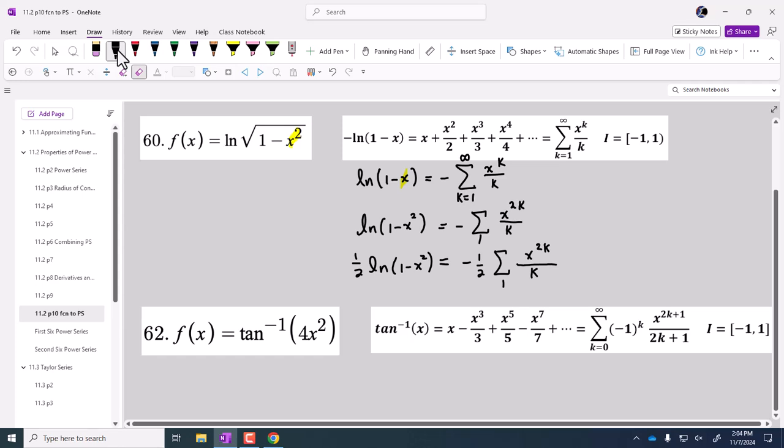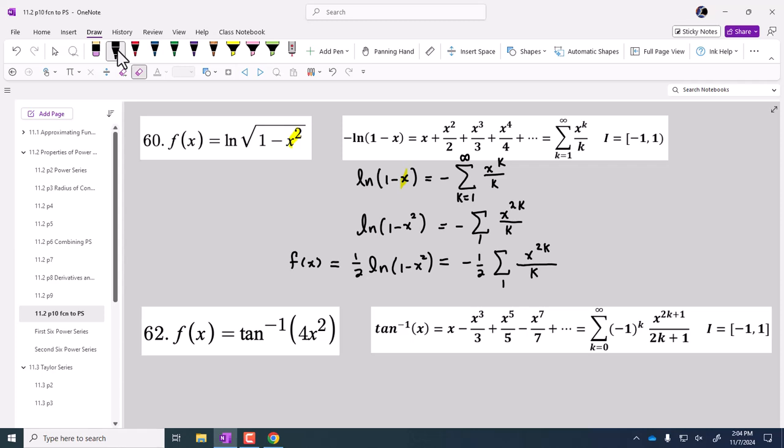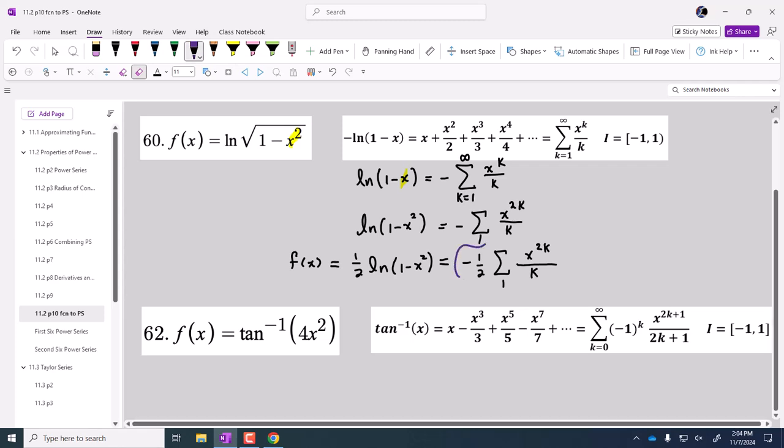And then the final step is that, oh, this actually is f of x, right? Because we know that that 1/2 can come up and turn into a power on the inside, which is a square root. So that is our power series. This is the power series that we have been looking for here. So there is our power series, right there.